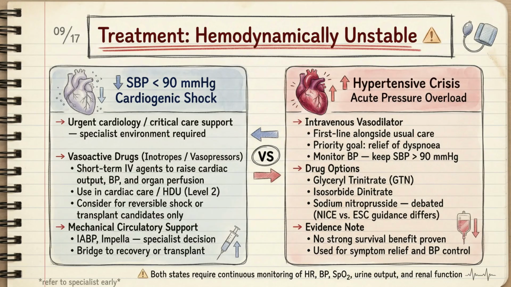Scenario 2, hypertensive crisis, acute pressure overload. Here, intravenous vasodilators are first line alongside usual care. The priority goal is relief of dyspnea. Keep systolic BP above 90. Drug options include glyceryl trinitrate, isosorbide dinitrate, and sodium nitroprusside, though that last one is debated with differences between NICE and ESC guidance.